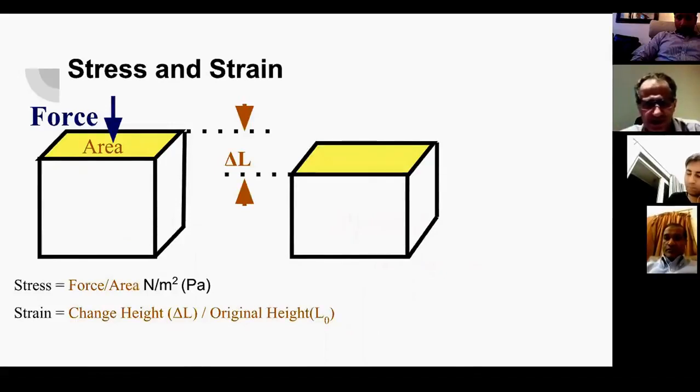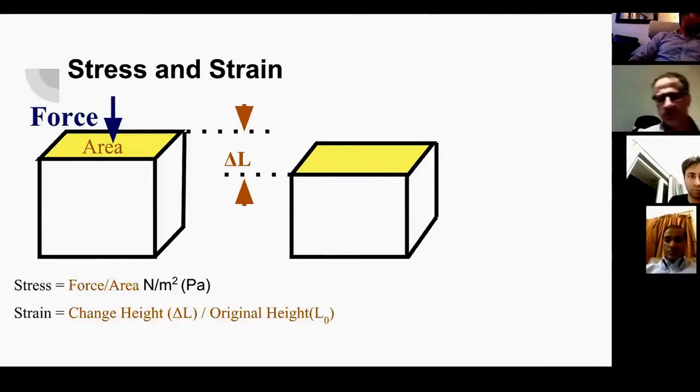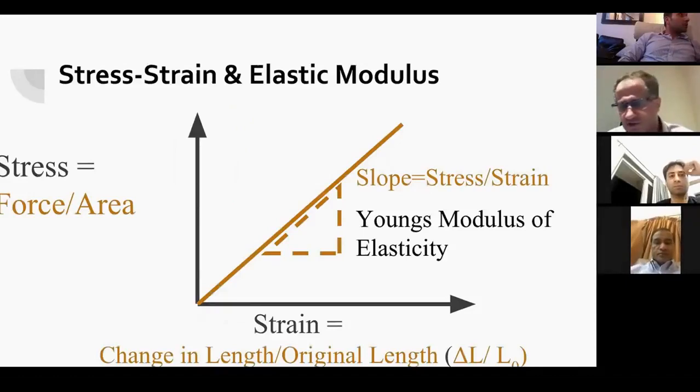Your stress is your force over an area, which is newtons over meter squared, otherwise known as pascals. And your strain is your change in length or height divided by its original length, and it has no units because you're dividing distance by itself. I'm just going over this very quickly because you do need to know these definitions very well and be able to spill them out very quickly, because otherwise you'll get stuck.